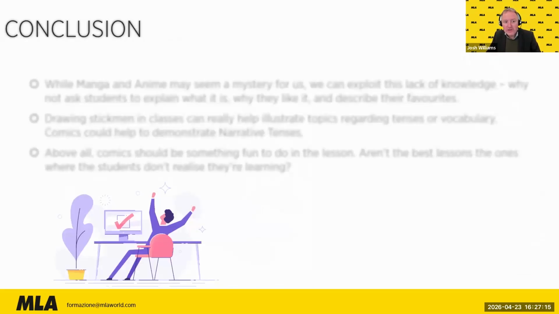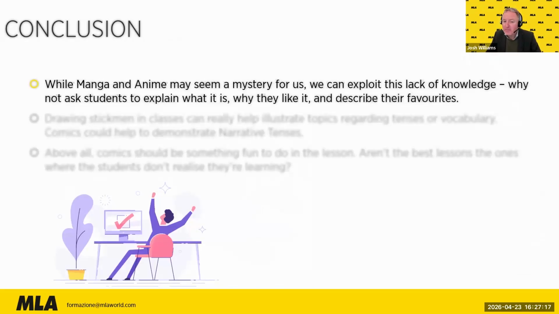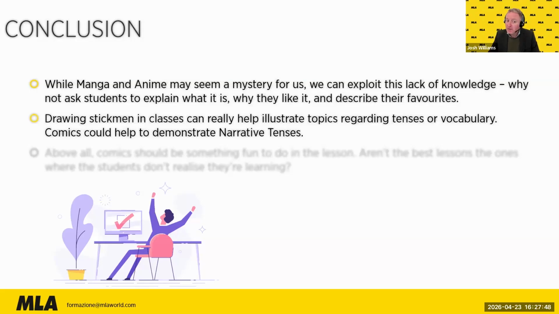Anyway, in our conclusion, while manga and anime may seem a mystery for us, maybe not you, Felicity, but for old people like me, we can exploit this lack of knowledge. Why not ask students to explain what it is, why they like it, describe their favorites? There are things that make manga and anime different from traditional comics. Certainly, the format of the book: they generally read it from what would be for us the back to the front. Okay. Drawing stickmen in classes.